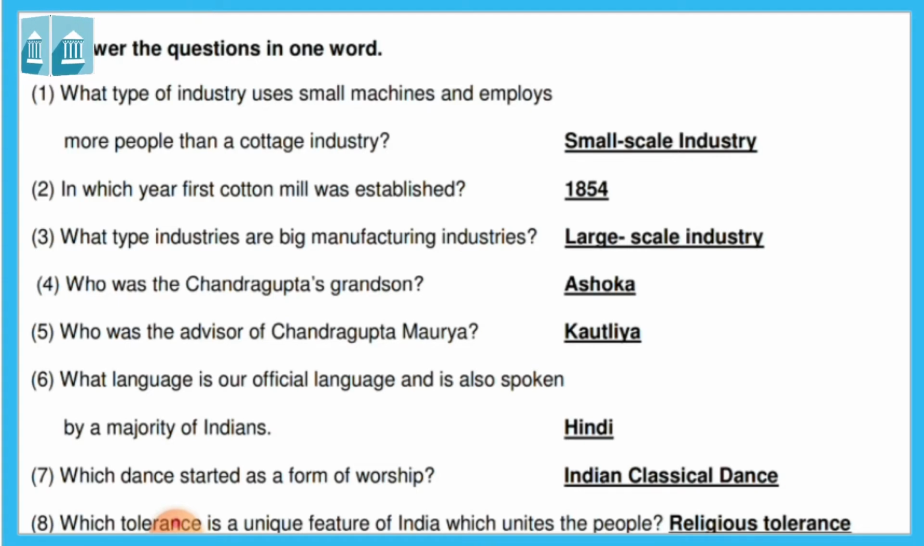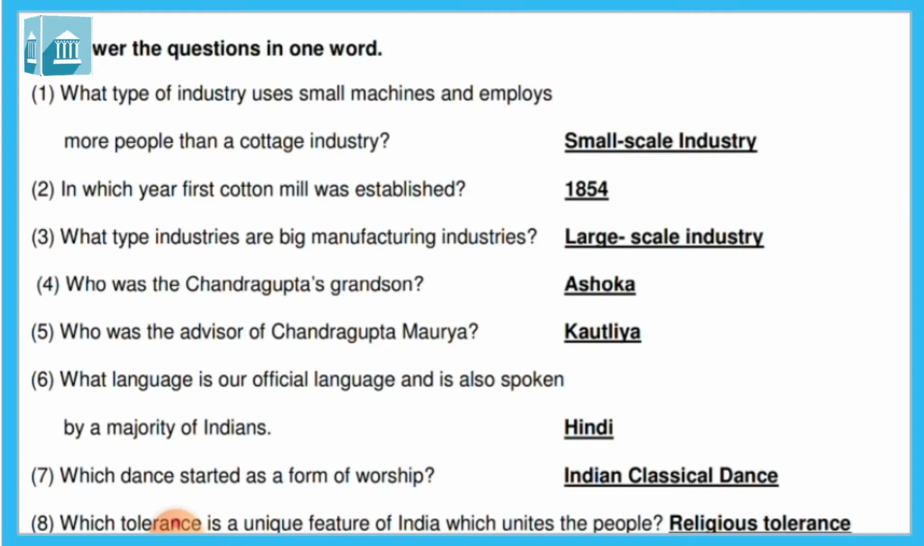Small scale industry. We have learned that a cottage industry we can run at our home. Only one person or other family members are needed to run these industries, and it doesn't require big machinery, only small tools, and we can start these cottage industries. But in small scale industries we need more people than the cottage industry, and we need small machines also to run this industry. So these industries are called small scale industry.